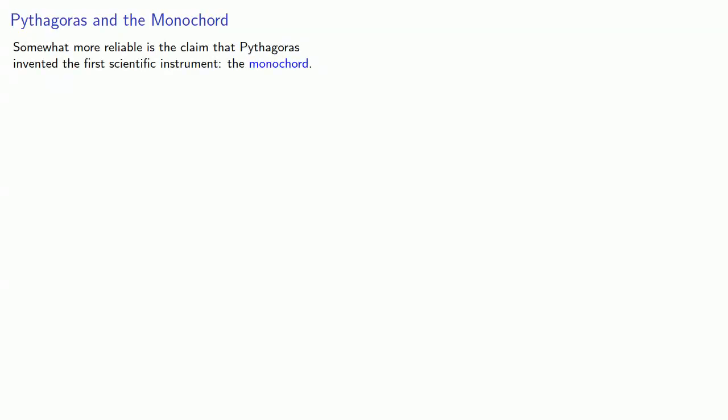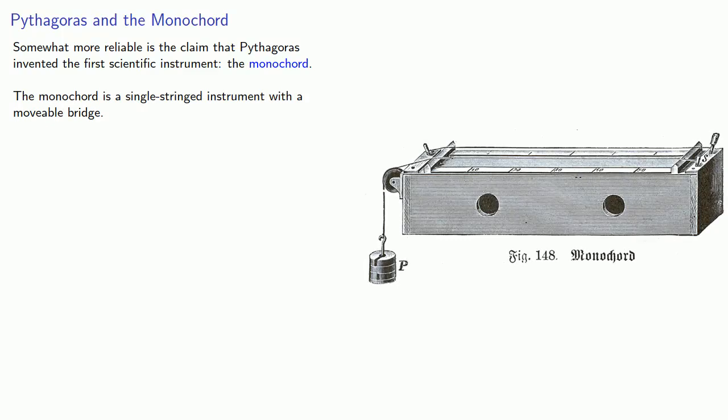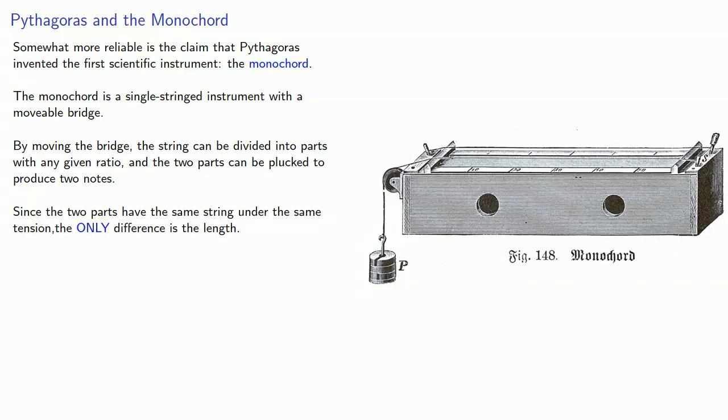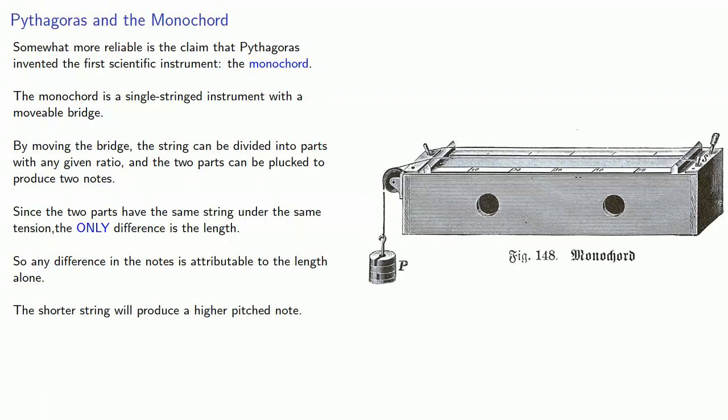Somewhat more reliable is the claim that Pythagoras invented the first scientific instrument, the monochord. The monochord is a single-stringed instrument with a movable bridge. By moving the bridge, the string can be divided into two parts with any given ratio, and the two parts can be plucked to produce two notes. Here's some instructions for making a monochord. Since the two parts have the same string under the same tension, the only difference is the length, and so any difference in the notes is attributable to the length alone. And while it's not really important for our discussion, it is worth noting the shorter string will produce the higher pitched note.